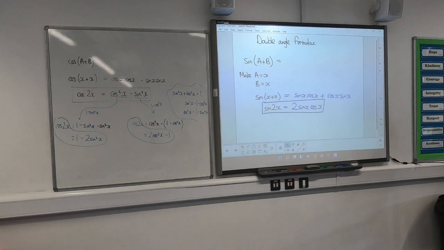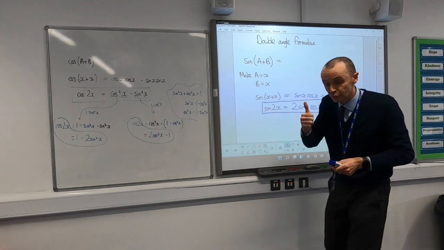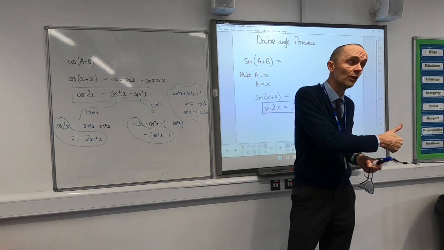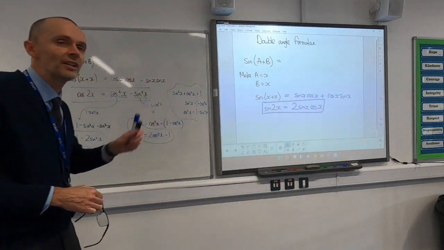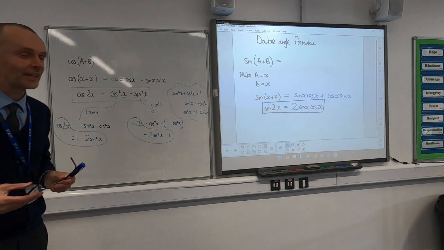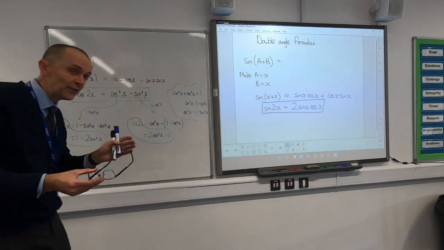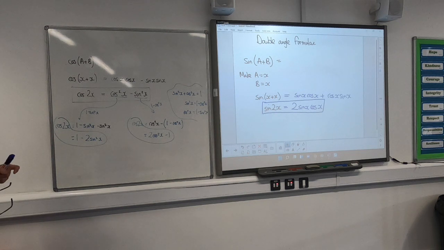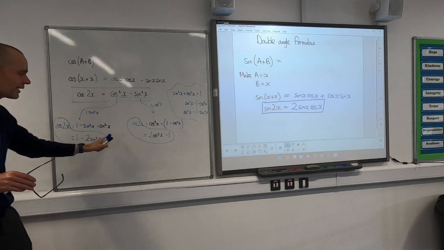So I've got one identity that involves sine 2x. So if I get a prove question, or a solve question, or a prove and solve question where there's a sine 2x, your little spidey senses need to tingle and say, right, that's got to be something to do with this. And if you get a question that involves a cos 2x, well, you need to think, right, that's probably going to either involve this identity, rarely does, this identity, or this identity.